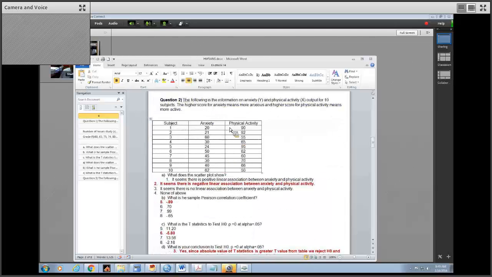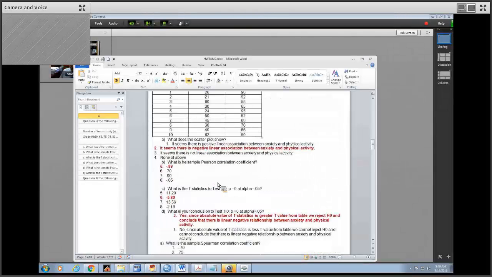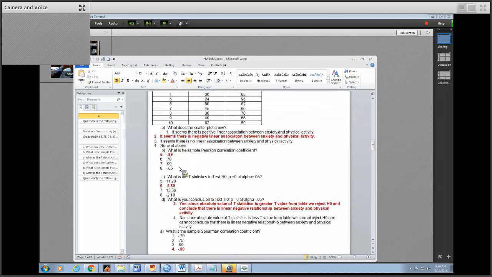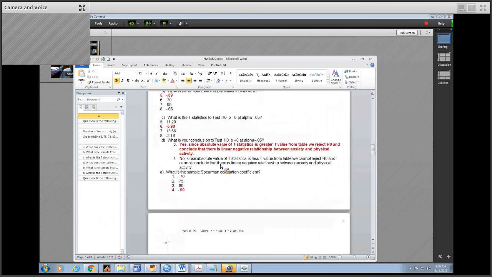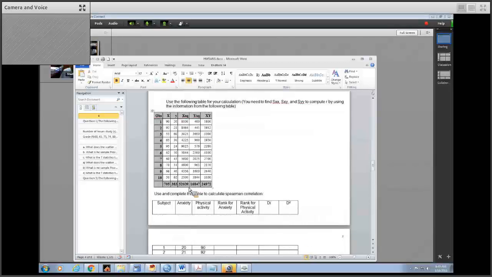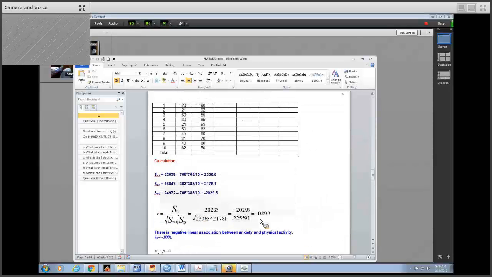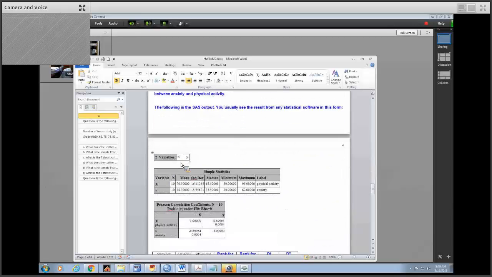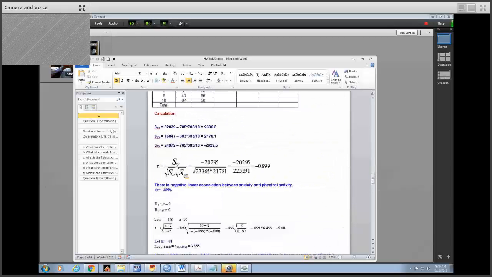Question 2 is the same way you go. First of all, look at the scatter plot. It's going down. It's not quite like the other one, but it's strongly going down. So it's negative. It seems there is a negative linear association. Again, for the Pearson correlation, I use the same formula, and if you use the same formula, you get negative 0.89. Again, you have those values, the sums of squares, and so you get the negative value.